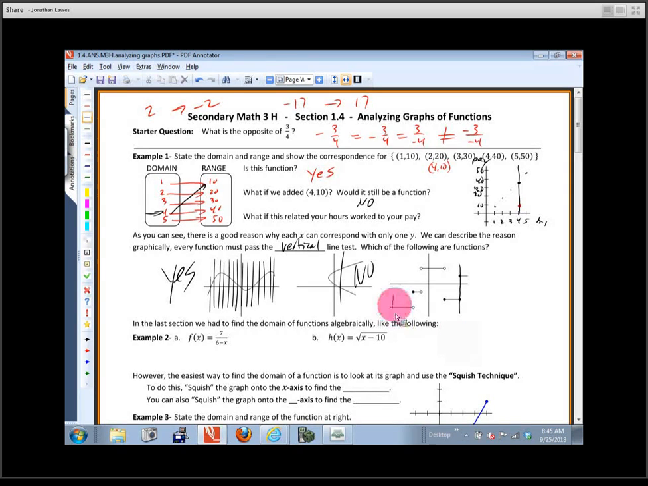Notice that this part passes the vertical line test, even right here. Notice the closed circle and the open circle. Right here, neither one of those has a point. All of these other places it passes the vertical line test except for right here. And because of that, that answer is a no. Okay?